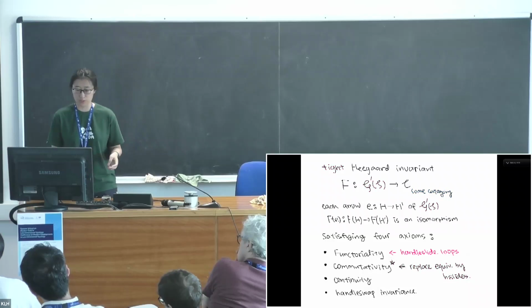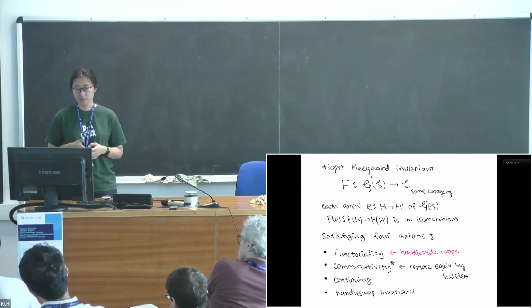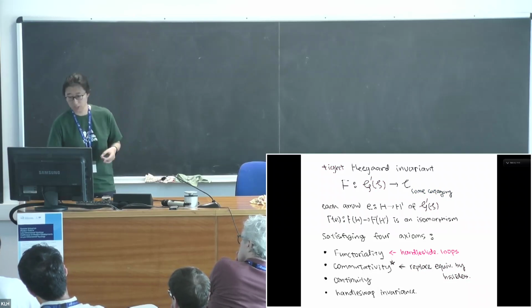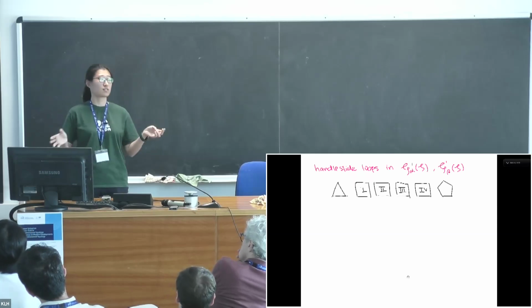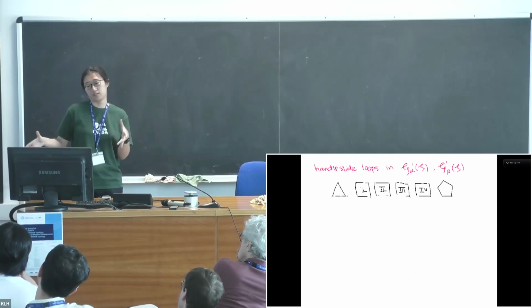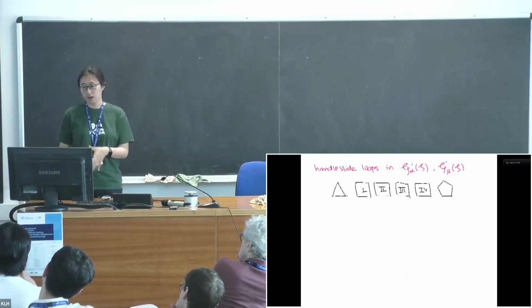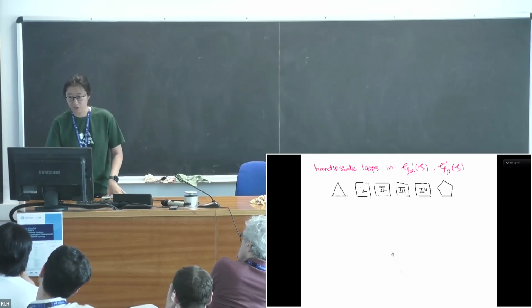Now we want to deal with the functoriality, but G prime alpha and G prime beta, as mentioned before, are not categories. So in order to describe this functoriality, we need to specify several particular types of handle slide loops, and then we glue two-cells onto these specified loops in G alpha prime and G beta prime. There are six types of them.